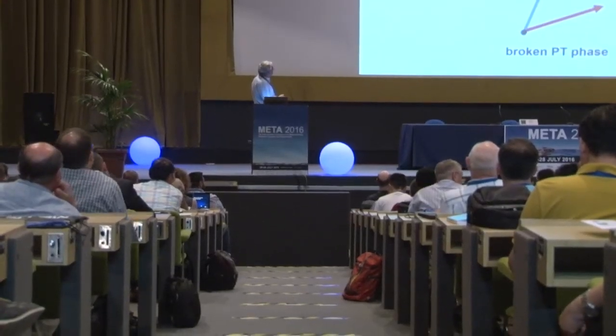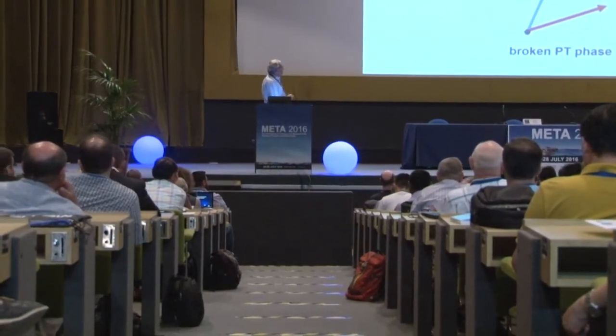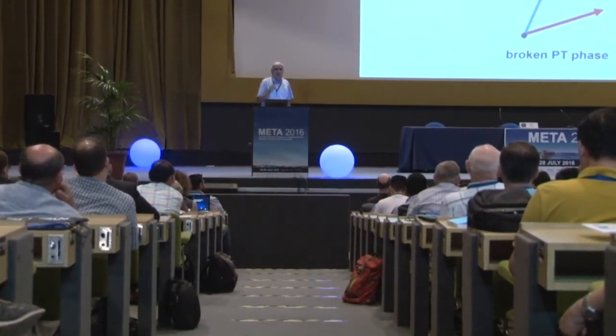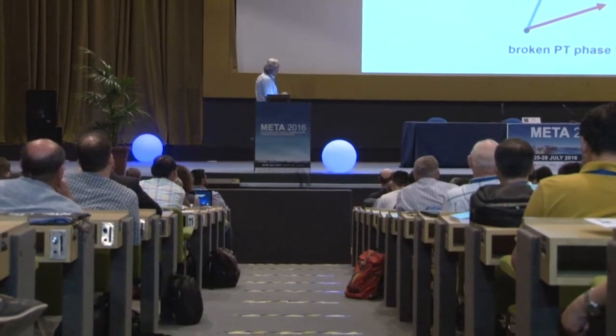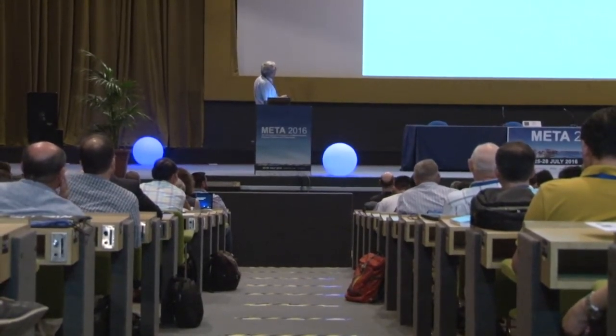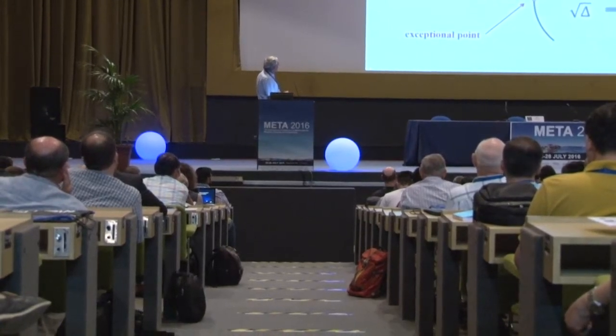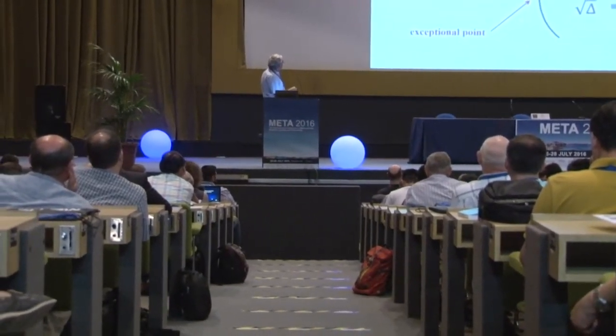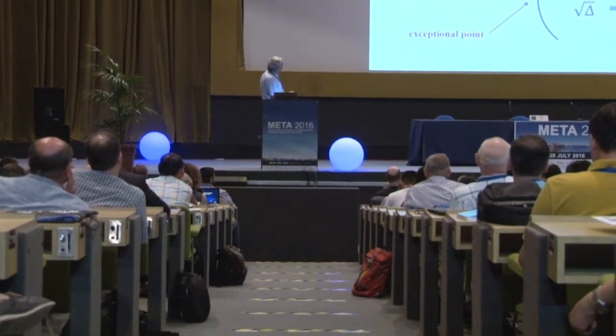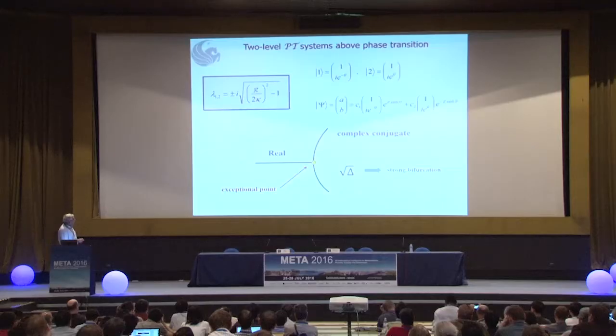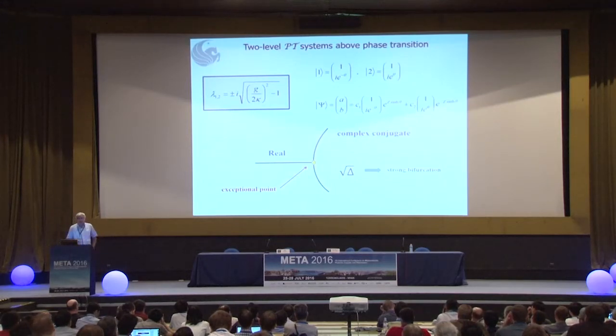So this is what we call the broken PT phase. This is where the eigenvalues are complex. Below that, all the eigenvalues happen to be real. So all this is now characterized by this strong bifurcation. As I said, before the exceptional point, the spectrum is entirely real. Once you cross it over, you get complex conjugate pairs, signaling the fact that we've broken the PT symmetry and the system is now ready to either lase or absorb.